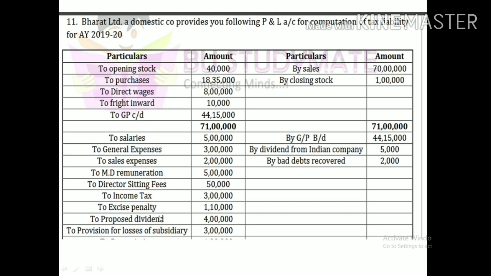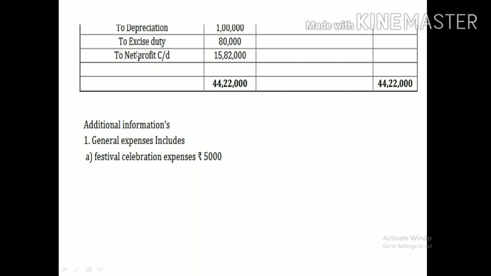Just ignore. Then proposed dividend. See here, this proposed dividend, it is addable. Add back to the profit while calculating book profit under MAT provision. See a proposed dividend paid, the interim dividend given, that is an addable item to the profit in MAT provision. Then provision for loss of subsidiary company, it is also addable. Provision for loss of subsidiary company, it is also an addable item to the book net profit under calculation of book profit under MAT provision.